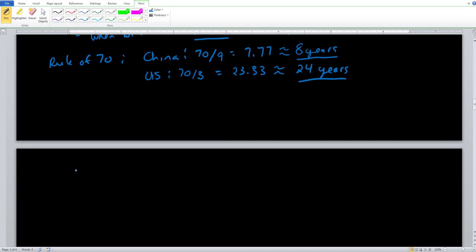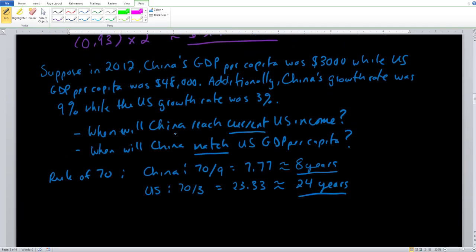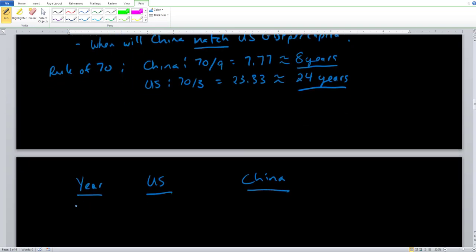Here, we have 3 columns. We have year, we have the United States, or country number 1, and then we have China, country number 2. So year, United States, and China. The easiest one to build up is going to be our year column. So we can start off at year number 0, or sometimes the problem will give us a particular year. Here it says 2012. So we want to go ahead, start off in year number 0, which is 2012.